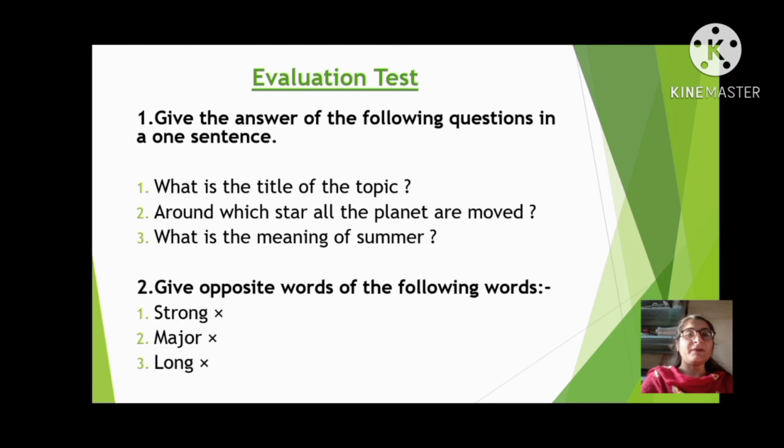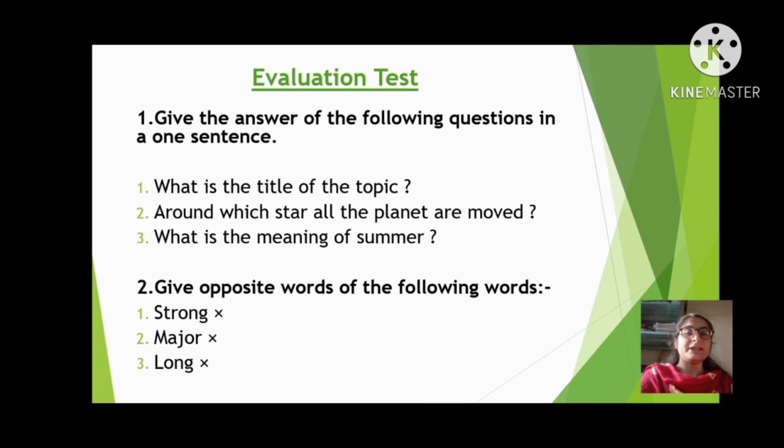I will take your evaluation test. The first question is, give the answer of the following questions in one sentence. First question, what is the title of the topic? And the answer is, the title of the topic is solar energy. Second question, around which star are all the planets moving? And the answer is, all the planets move around the sun. Third question, what is the meaning of the word summer? And the answer is, the meaning of the word summer is unado.